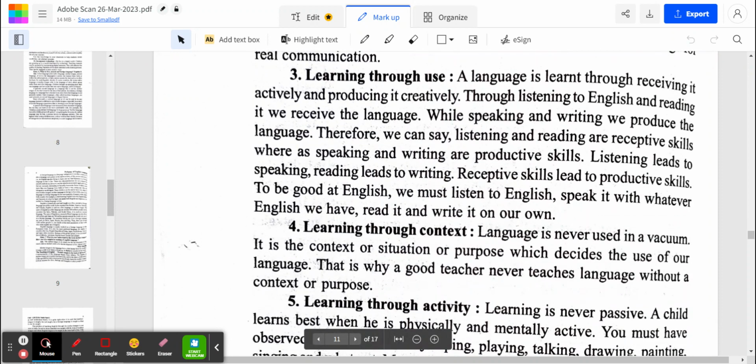So, learning through use. A learner learns through receiving the language by listening to English and reading it, and by producing it creatively. If we receive the language by listening and reading, we produce the language while speaking and writing. Therefore, we can say listening and reading are receptive skills, whereas speaking and writing are productive skills.